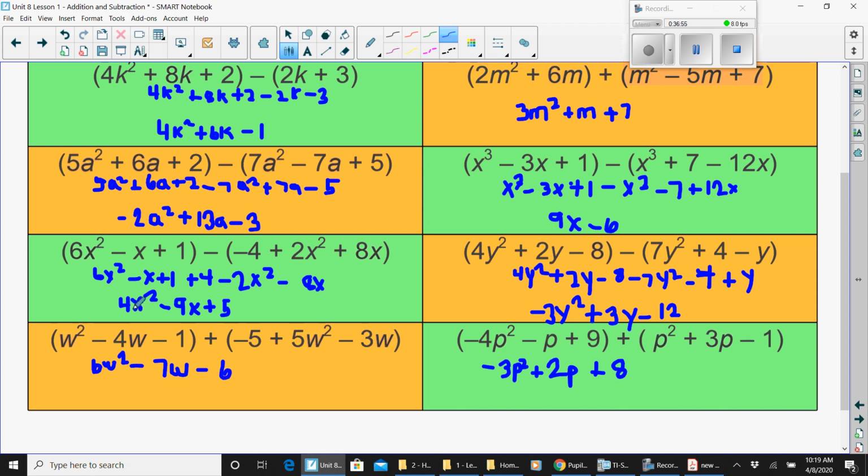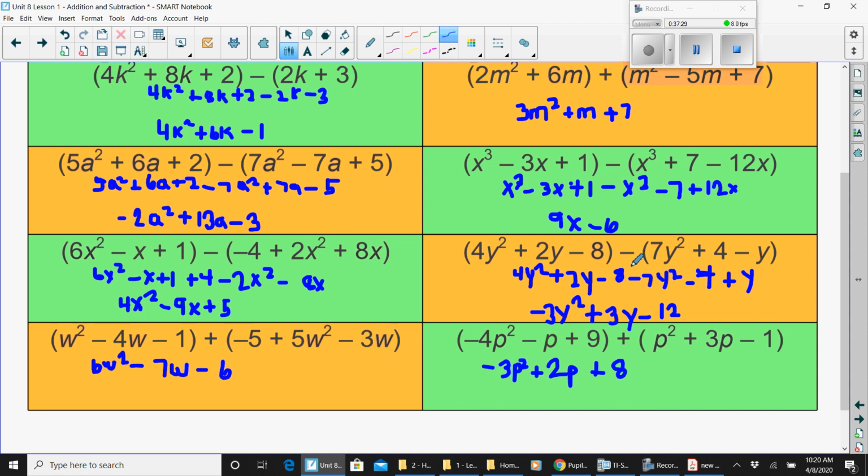Just checking my work. And you have this one, double negative. Negative times negative is a positive. Negative times positive is negative. Negative times a positive is negative. Then you combine the like terms, you get 6x squared minus 2x squared, that's 4x squared. And you get negative x minus 8x, that's negative 9x.